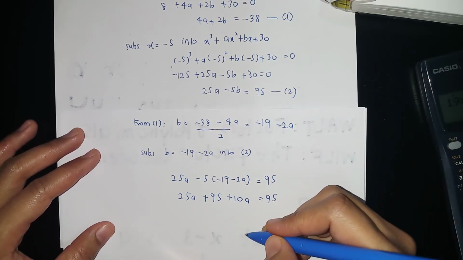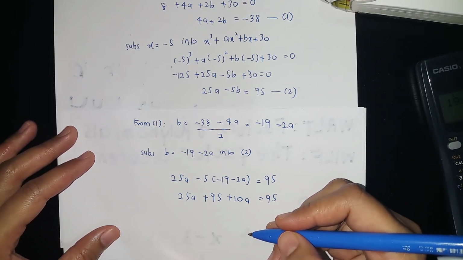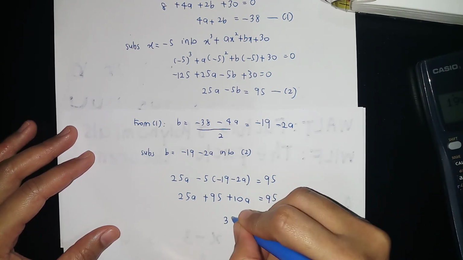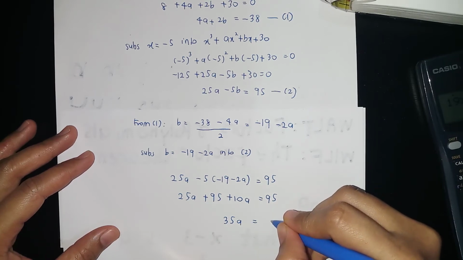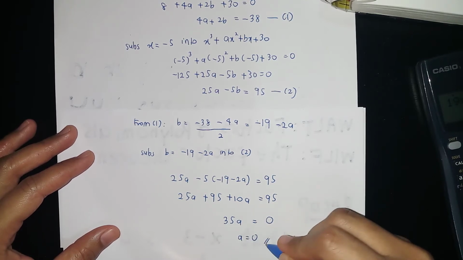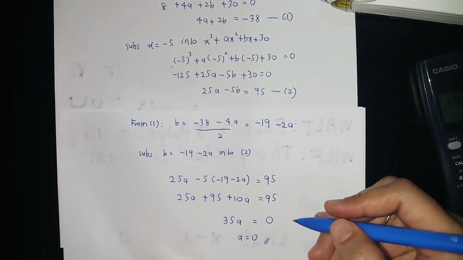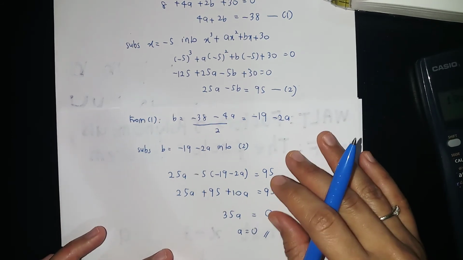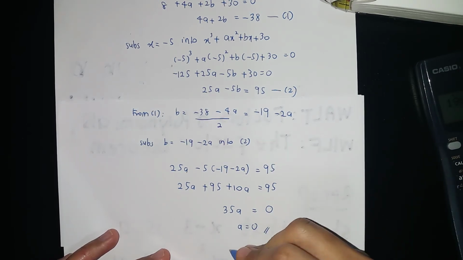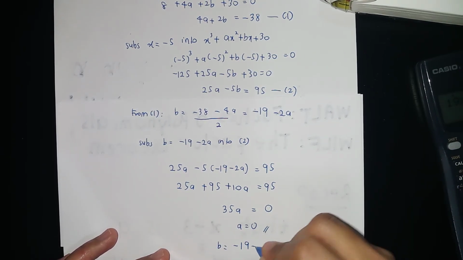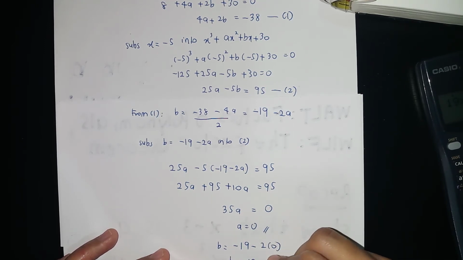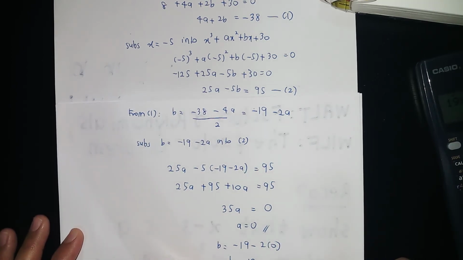So you will get 35A equals to 0, because 95 minus 95. So A is equals to 0. Now we want to calculate the value of B. Substitute that A into the equation. B is equals to negative 19 minus 2 times A, substitute 0, so I get B equals to negative 19. That's it, that's how we do it. A equals to 0, B equals to negative 19.